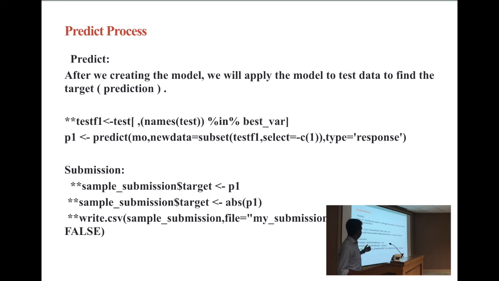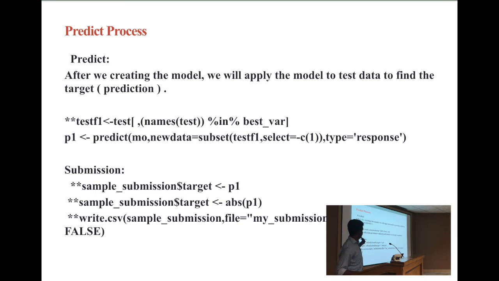So this is the prediction. Once we create a model, we need to choose the test data set. We already found the best variables, right? So we pick the test data set, get only the 500 600 variables from the data set, and apply the model to find the prediction.